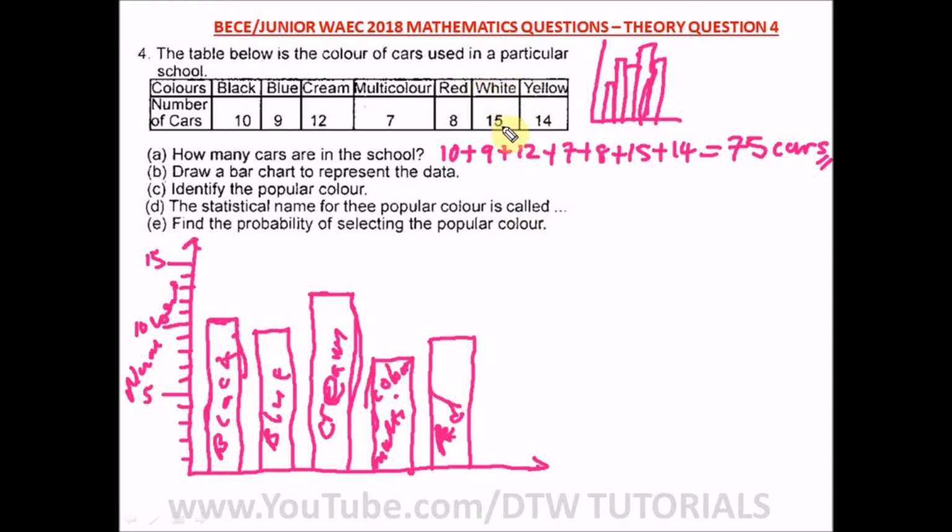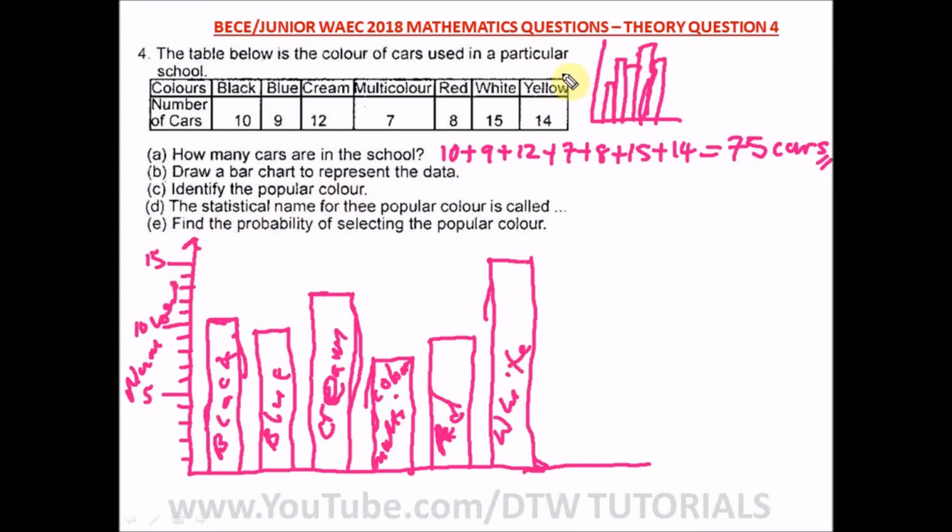Now white, we have 15. 15, that's the highest number of cars, 15. So we're going to have it somewhere here. And draw your line. There must be a space between the bars. Let's draw, since we still have one more to go. Okay, and we have white.